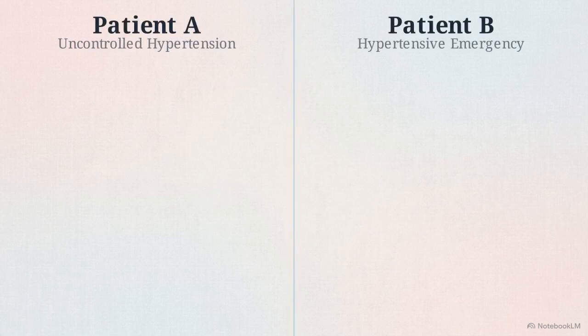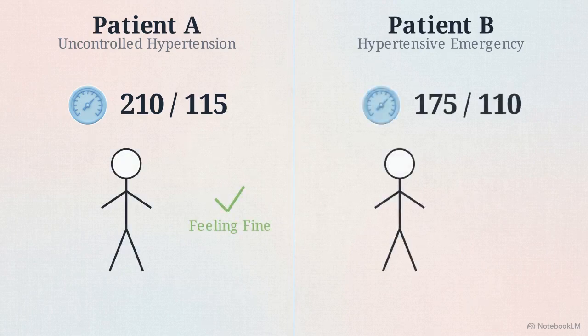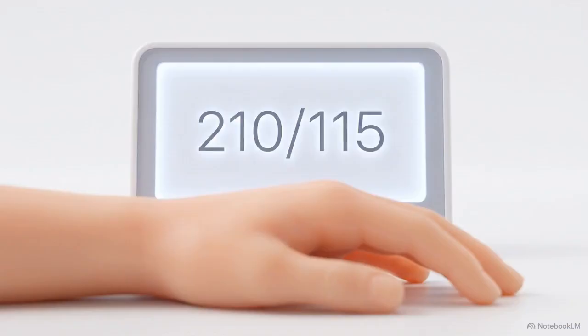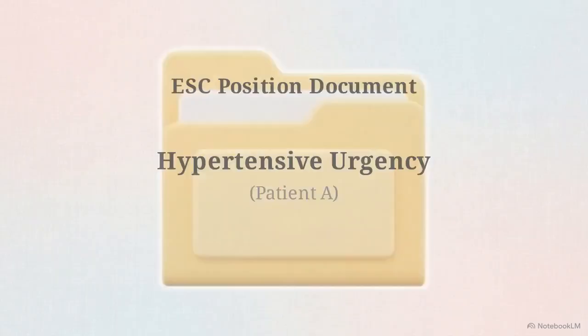This data visualization compares two clinical presentations. Patient A arrives with a blood pressure of 210 over 115 millimeters of mercury, but feels entirely fine. Patient B presents with a lower reading of 175 over 110, but is experiencing confusion, visual disturbances, and papilledema, a life-threatening condition. A true hypertensive emergency is defined by acute target organ damage.